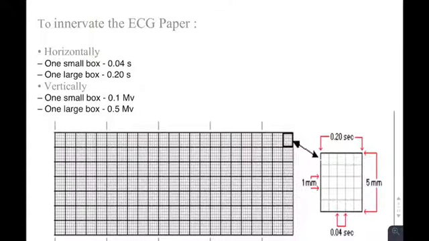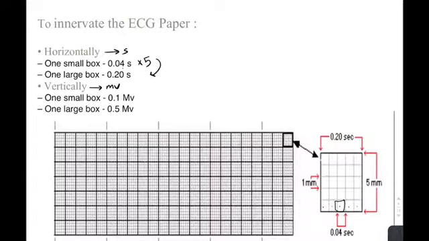To interpret the ECG paper, we have to look at two important things: horizontally and vertically. Horizontally means time, and it is measured in seconds, and vertically it means voltage and is measured in millivolts. One small square horizontally equals 0.04 second, and each large square has 1, 2, 3, 4, 5 small squares. So 0.04 multiplied by 5 equals 0.20 second.